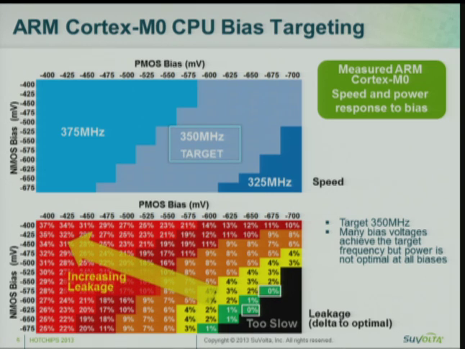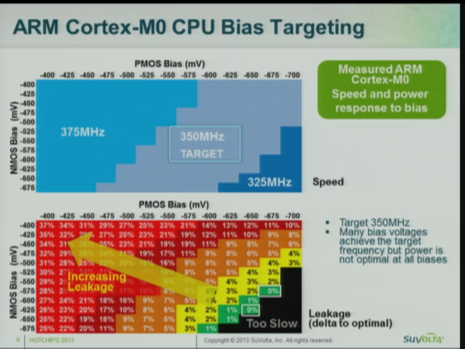Now, when we apply body bias to the CPU M0, or the M0 Cortex CPU at 65 nanometers, this is what we get. We're schmooing performance on the top chart, we're schmooing leakage on the bottom chart. There is a large 350 megahertz target area that we can achieve pretty easily with body bias. And if you notice, the PMOS bias is on top and the NMOS bias is on the vertical axis. We chose this 350 megahertz target by looking at the slowest baseline M0 CPU. So this is what we wanted to target with our technology.